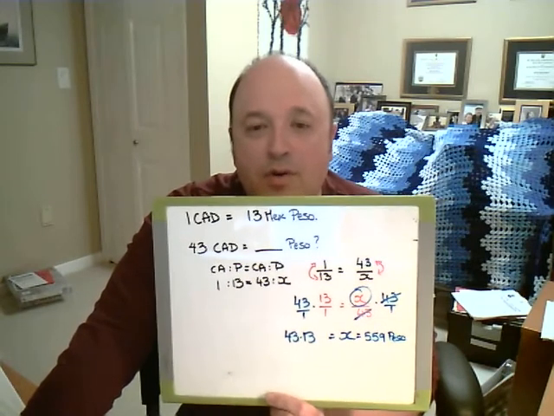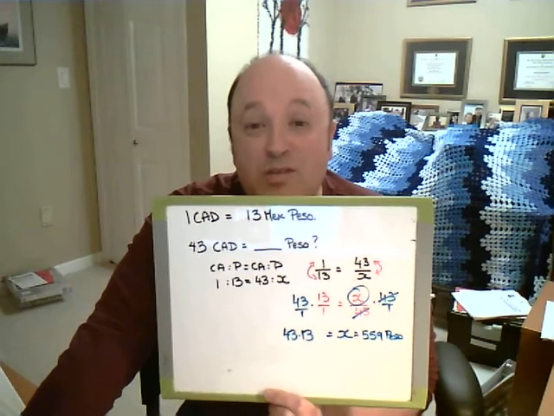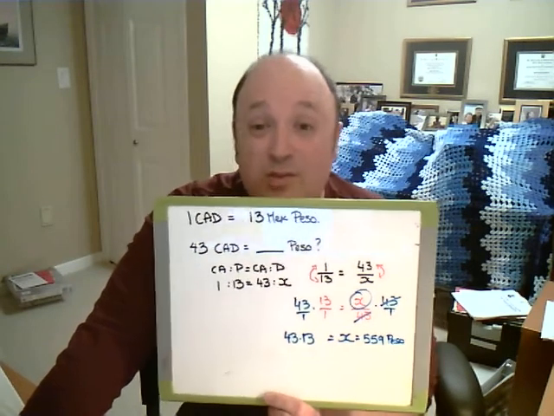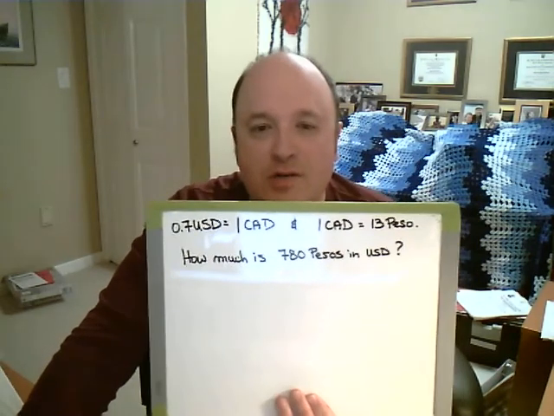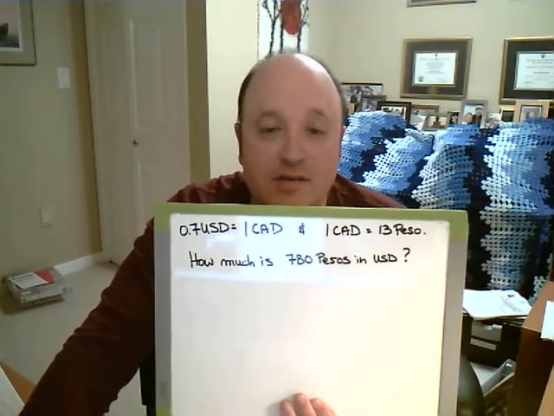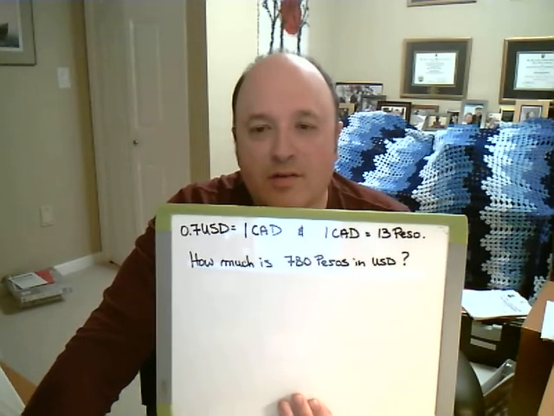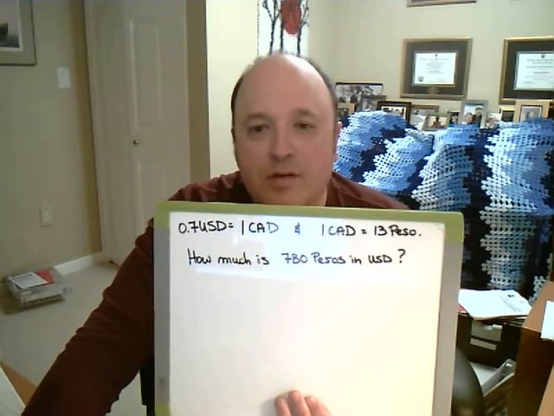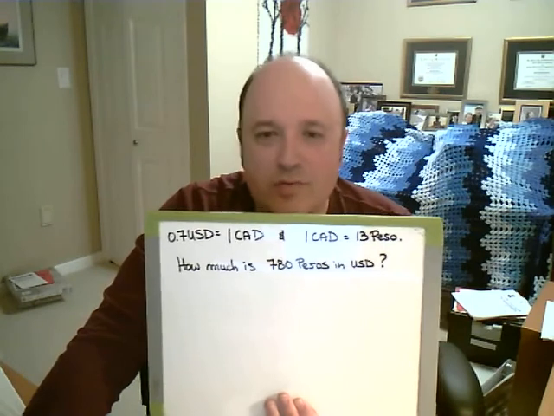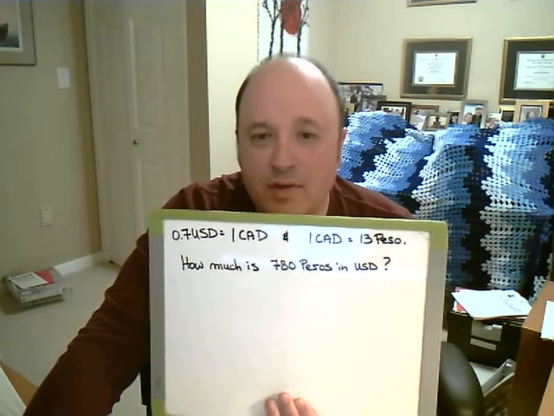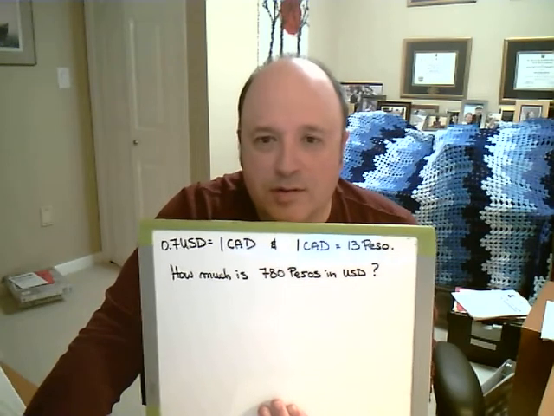Let's have a look at one more example where we're converting from Mexican pesos to American dollars, and it requires 2 steps. So let's have a look at that. So here are our 2 exchange rates, 70 cents or 0.7 US dollars to 1 Canadian dollar, and 1 Canadian dollar is equal to 13 pesos. So there's a couple ways to do this, and I'm just going to go through the slow motion route, and if you know faster, better ways to do it, then just use them.